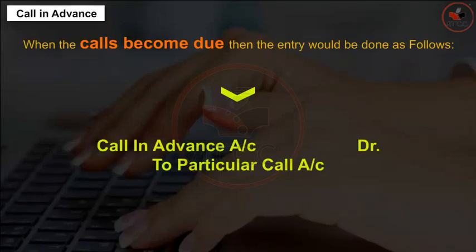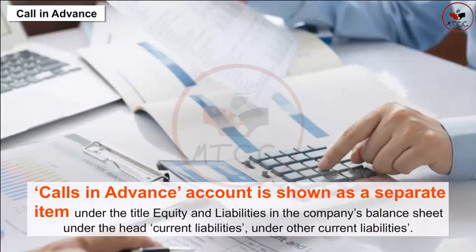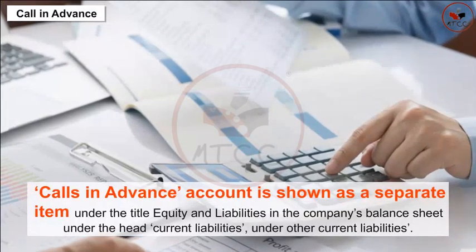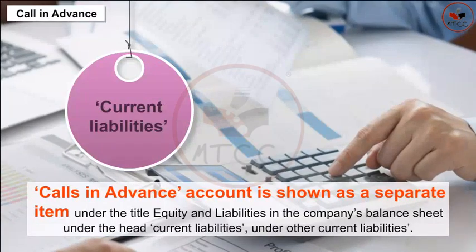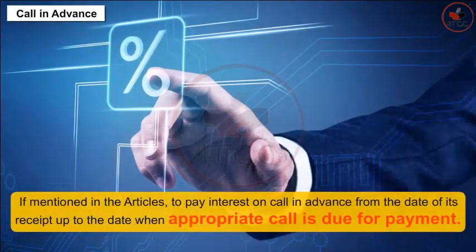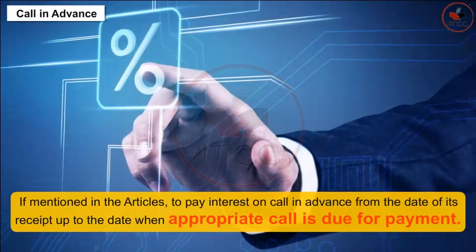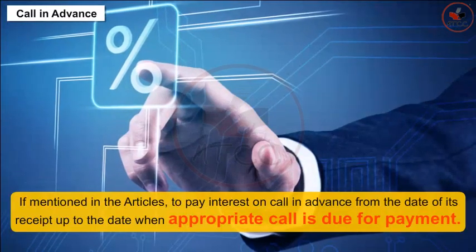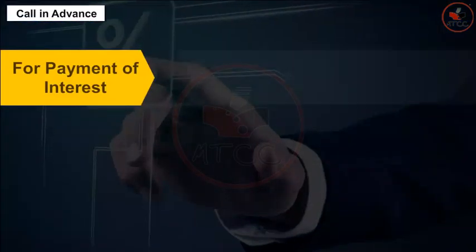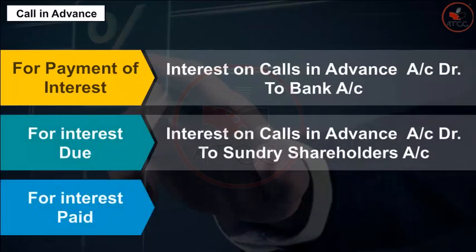Calls in advance account is shown as a separate item under the title Equity and Liabilities in the company's balance sheet, under the head Current Liabilities, under Other Current Liabilities. If mentioned in the articles, interest is paid on call in advance from the date of its receipt up to the date when the appropriate call is due for payment. The entry would be done as follows. For payment of interest, for interest due, for interest paid.